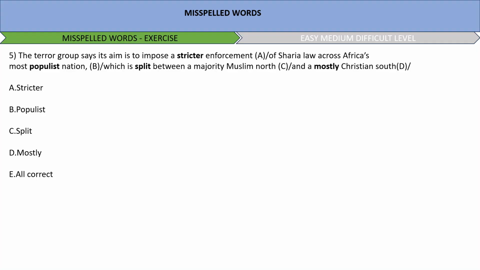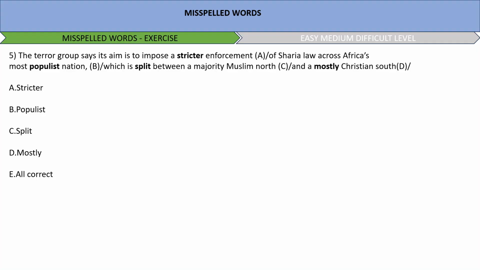So where does the error lie? Keep answering so that your accuracy is also maintained and you are doing both things, learning and solving and practicing as well.